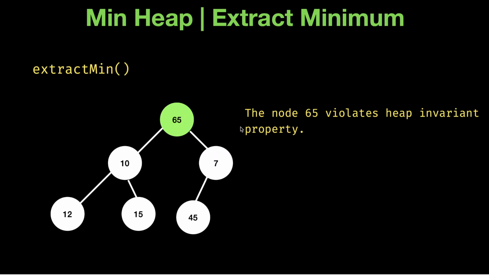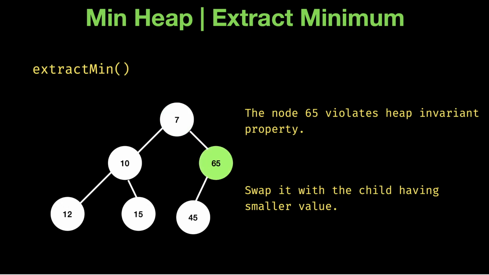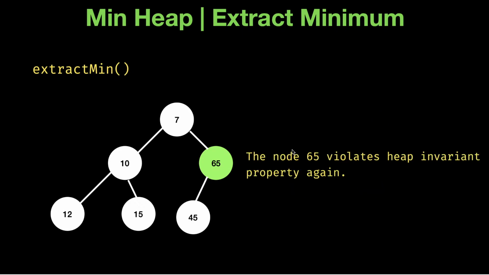So basically we will swap 65 with one of its children, either the left child or the right child. But we have to check its left child as well as right child, and we will choose the minimum among 10 and 7. 7 is minimum, so we will swap with 7. Swap it with the child having the smaller value. That is what we are trying to do here. So 7 goes up and 65 comes down, and then we see 65 violates the heap invariant property again, because 65 should be less than 45.